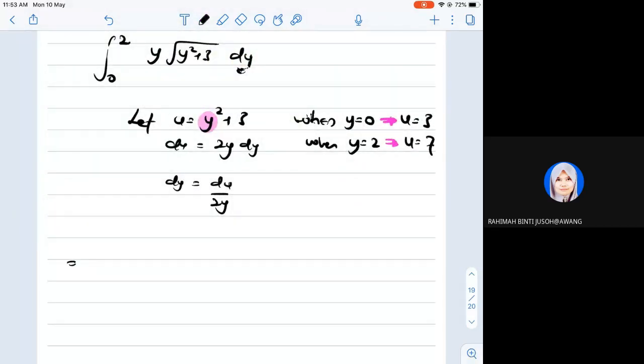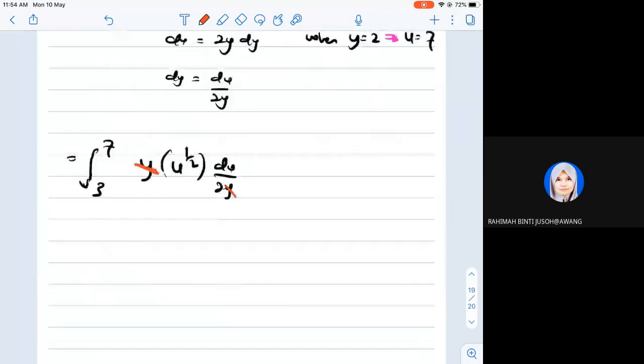Alright. So, integration kita gantikan nilai. Yang kat bawah tu kosong dia jadi 3. Yang kat atas 2 dia jadi 7. Okay, Y. Lepas tu yang ni U kuasa setengah sama macam tadi. Dy jadi du over 2Y. So, yang ni cancel. U akan dapat 1/2 duduk luar siap-siap.